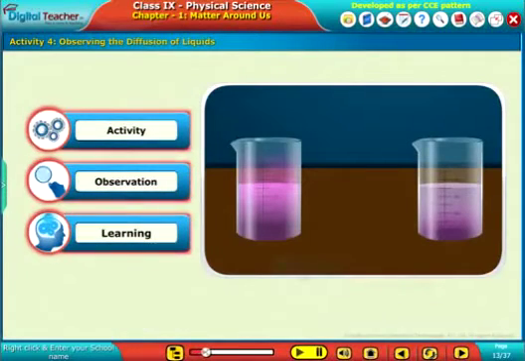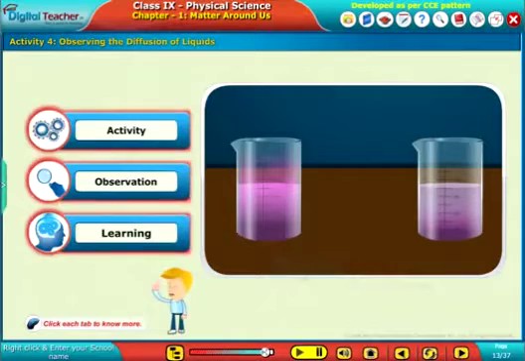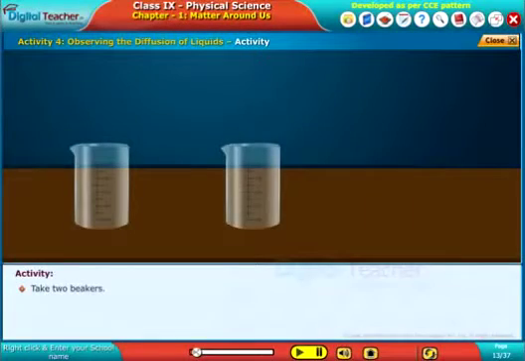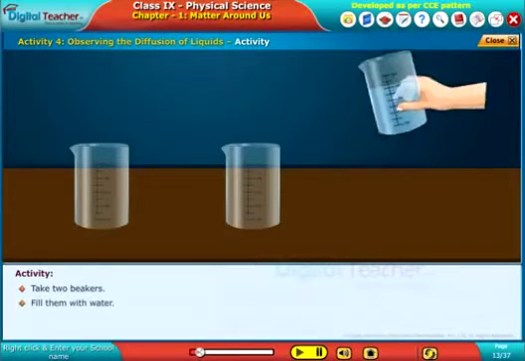Let us perform an activity to observe the diffusion of particles of liquids. Click each tab to know more. Take 2 beakers, fill them with water.